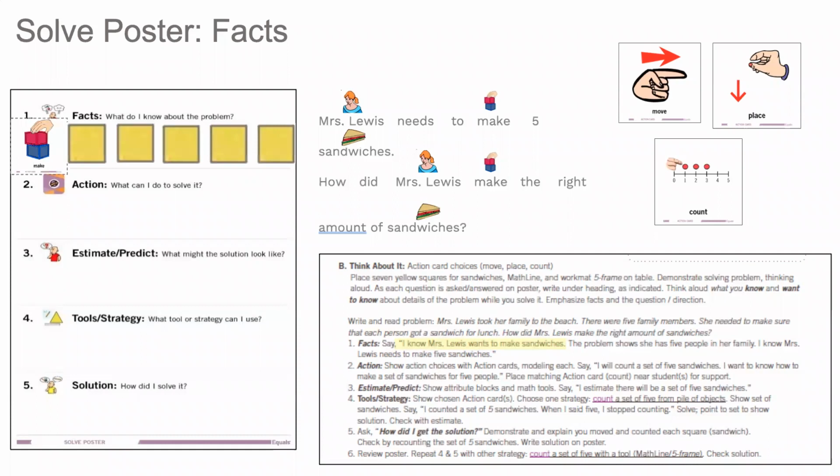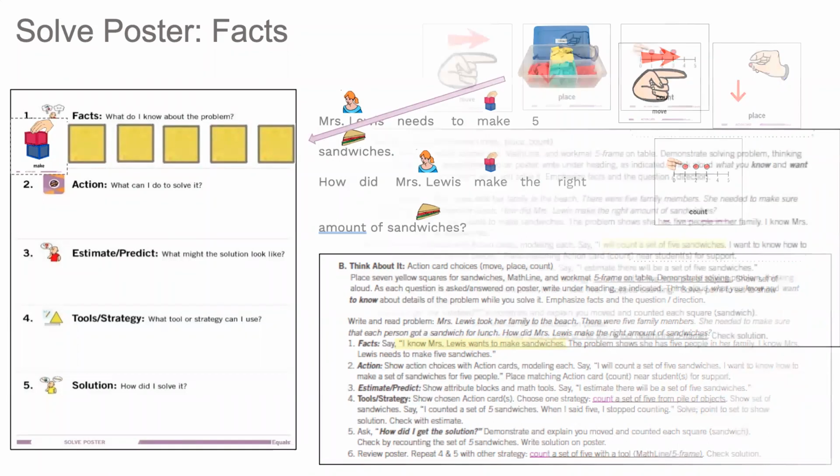Think About It was written to be a teacher modeled activity. So make sure to use the materials identified in the top paragraph to show your thinking as well as support student engagement. For example, as I read the problem and identify the facts, I can use the yellow foam tiles to show the sandwiches that Mrs. Lewis needs to make. I can then place those tiles on the solve poster to represent what I know about the problem.